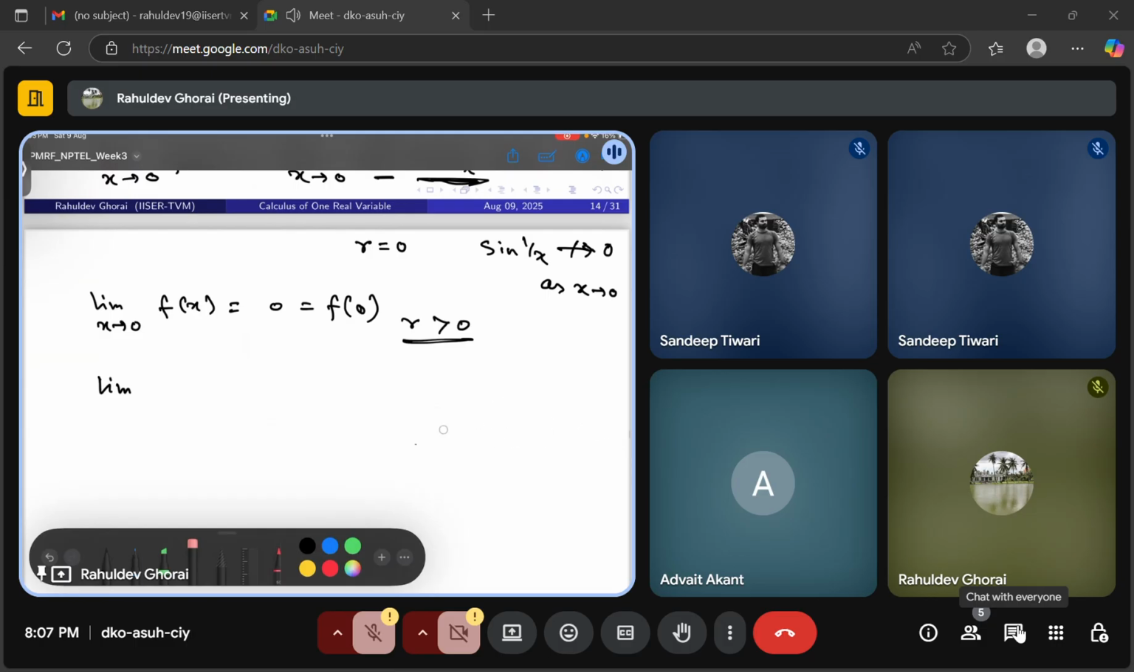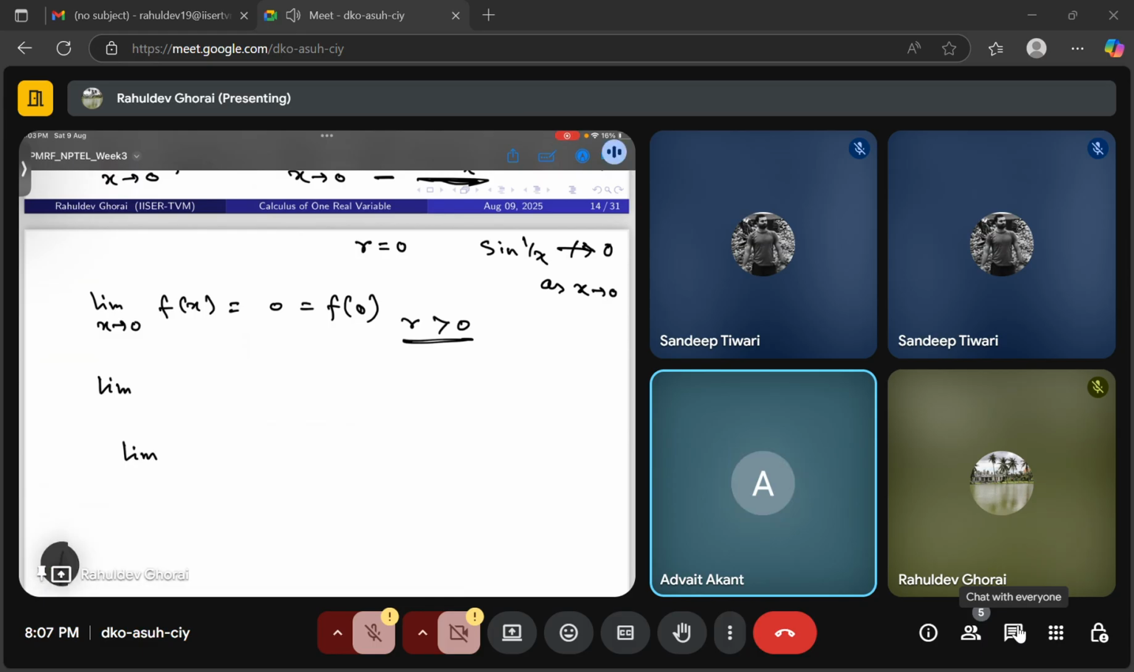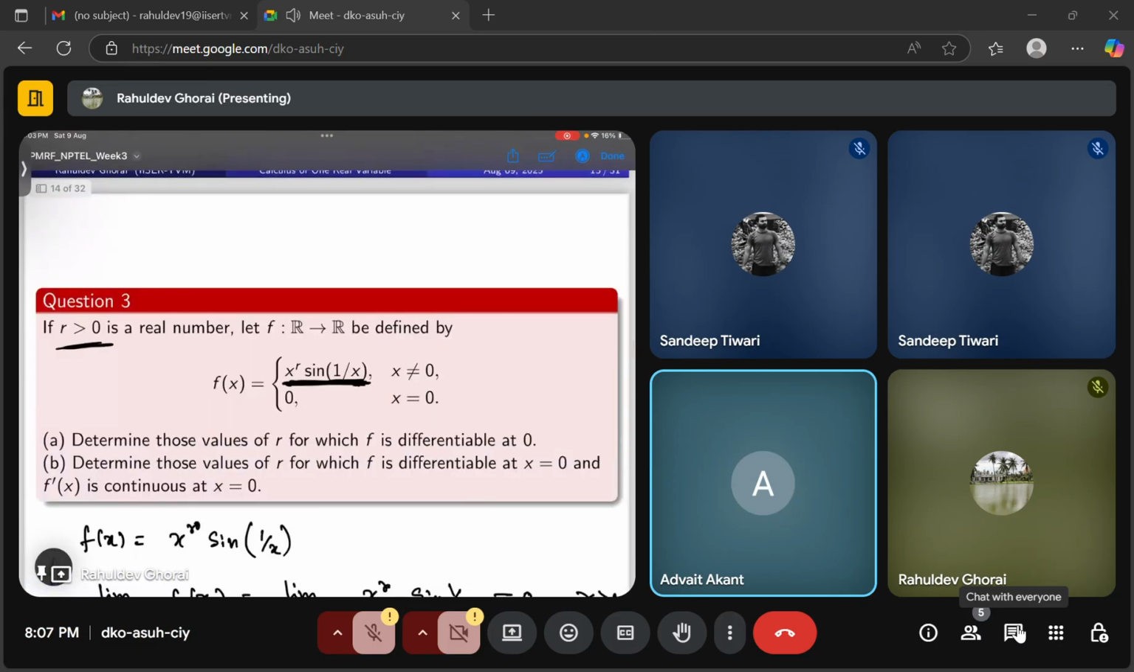So for negative values of x, you can have a problem. Sorry, why?